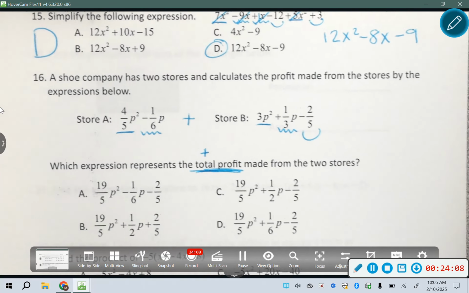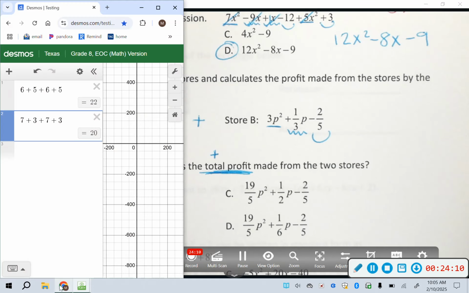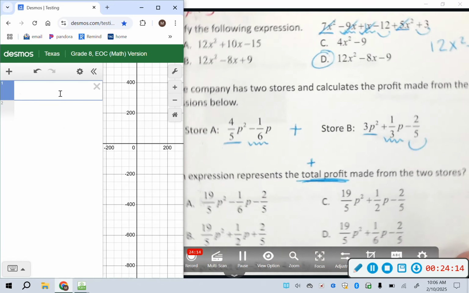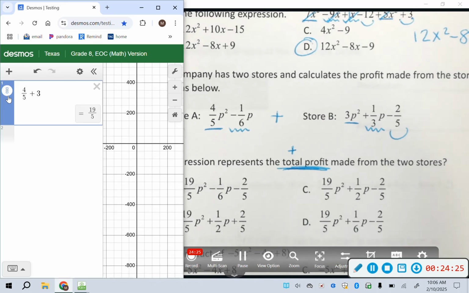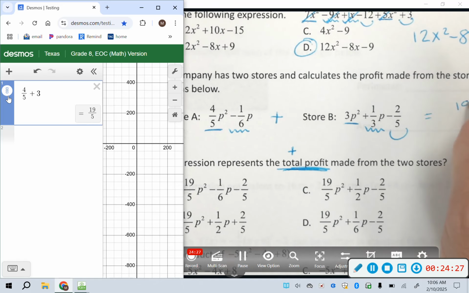So this is a calculator problem. We're going to use our calculator to add these things. And so I have 4/5 plus 3, and we're going to turn it into a fraction. That gives me 19 over 5 p squared, because both of those had a p squared.